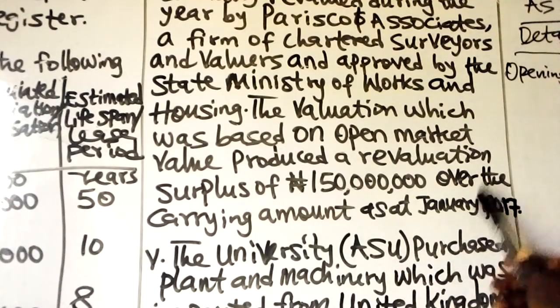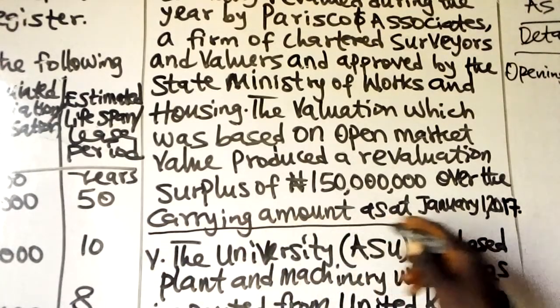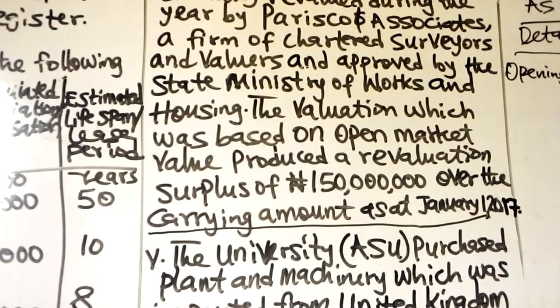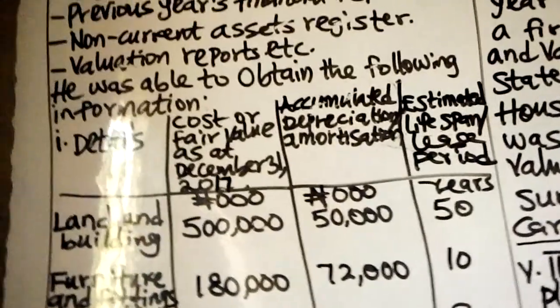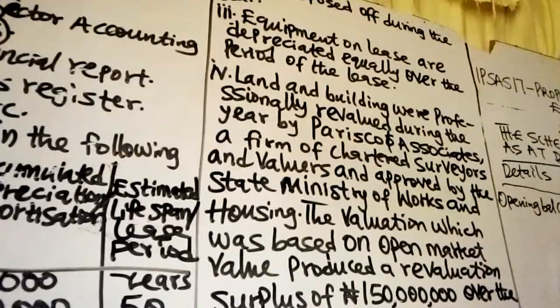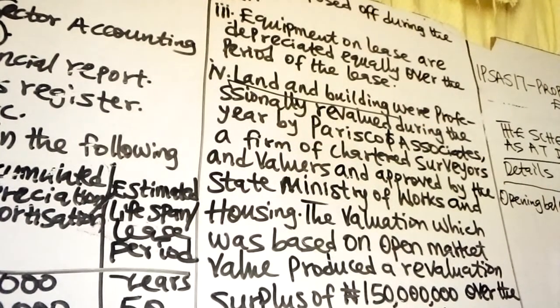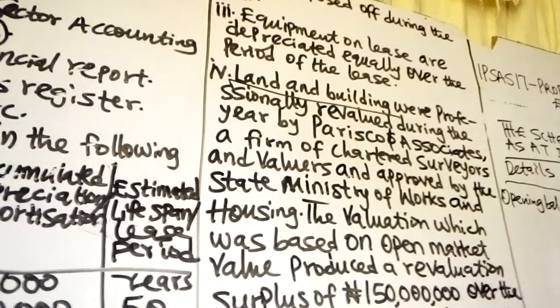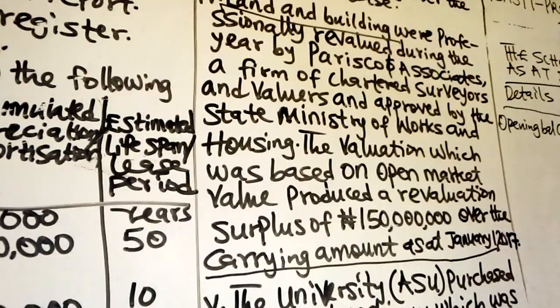So now, what will be the carrying amount as at 1st of January 2017? You will need to determine that. Remember, I've told you, carrying amount is cost less accumulated depreciation. It was formerly called the net book value. Now, that is for land and building. Remember, it is land and building that was revalued. So what is the carrying amount of land and building?